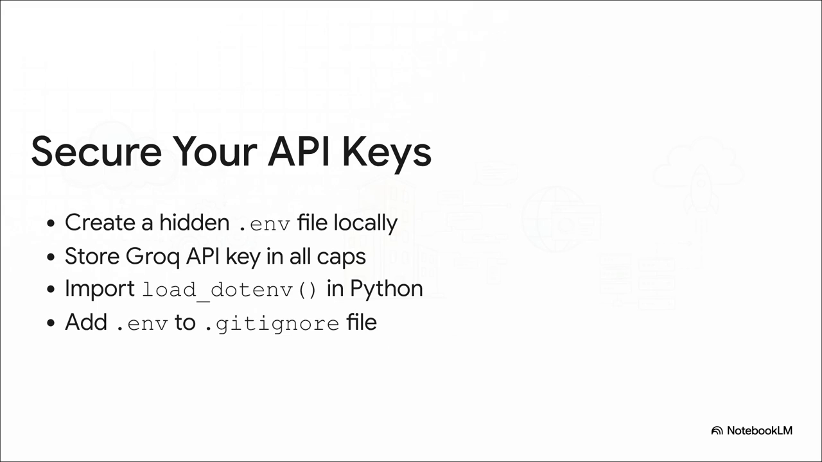Instead, here's the exact professional workflow you must use to keep those keys secure on your local machine. You're going to create a hidden file called .env. You store your Groq API key inside that file, making sure it's in all caps. Then, inside your Python script, you import a function called load_dotenv, which securely pulls that key into your program behind the scenes. And absolutely crucial here, you add that .env file to your .gitignore file. That way, it never, ever gets uploaded to the web.